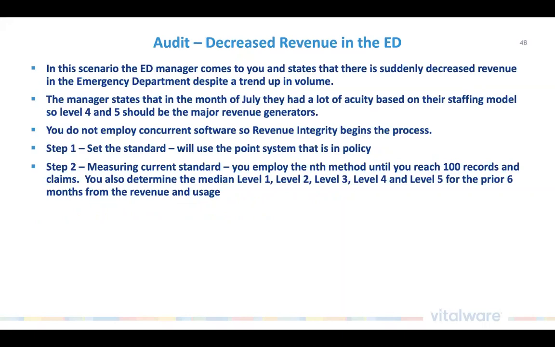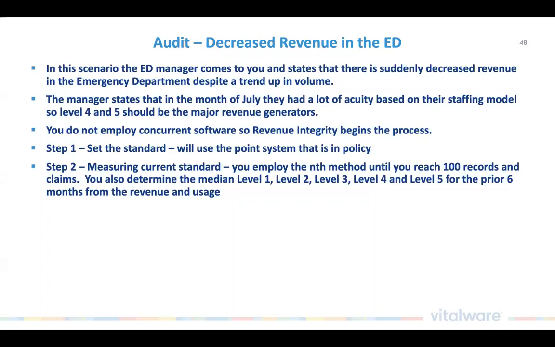Here's another one, and this one is an actual case. When I was consulting, I actually found this. We went in for the sole purpose of finding out why there was decreased revenue in some of their departments. And the ED manager came to me and stated there's a sudden decrease in revenue in the ED despite an upward trend in volume. The manager stated in the month of July they had a lot of acuity based on their staffing model, meaning their acuity was higher. They were able to show that through data analytics, and they were mostly level 4s and 5s. That generates revenue. You shouldn't be losing revenue with an increased volume and higher levels.